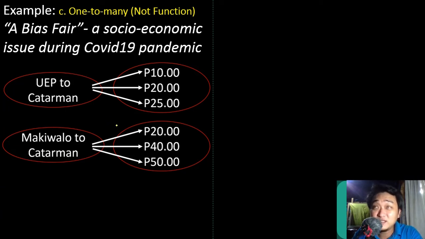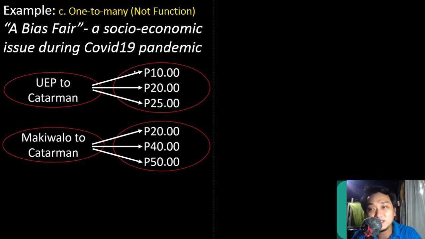Tapos ang ideya nila is, lalo na nung nilimitahan na yung sakay, so minsan sumisingil sila ng 20, tapos pagka yung konting-konti talaga, dalawa lang yung sakay nila, talagang maniningil sila ng 40. O kaya pag isa lang yung sakay nila, maniningil talaga sila ng more than 20 pesos. So I have here an example of a one-to-many correspondence wherein yung pamasahe, UEP to Katarman, that will pertain to many pair or a many range, which is unfair, diba?